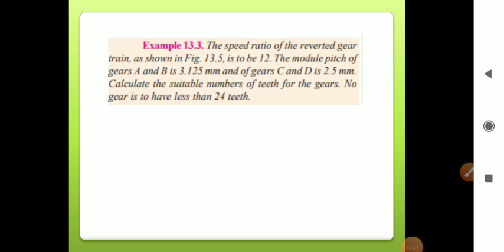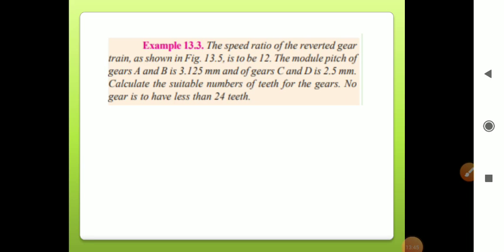So in the previous one we saw that to find the number of teeth in a reverted gear train, we must know the speed ratio, we must know the module, and again we must know at least the value of teeth of one gear. So see here what is given in this problem.